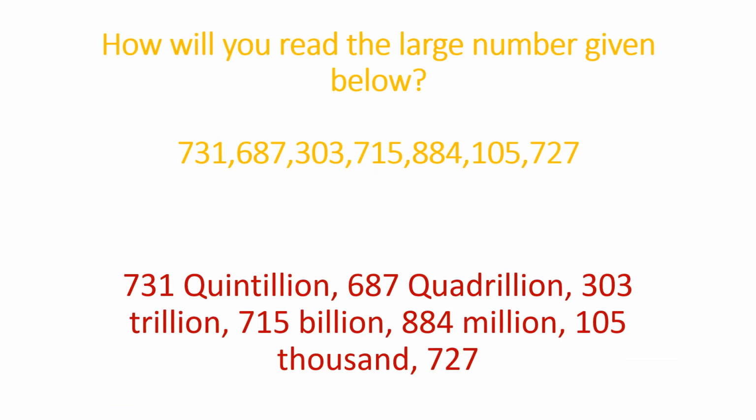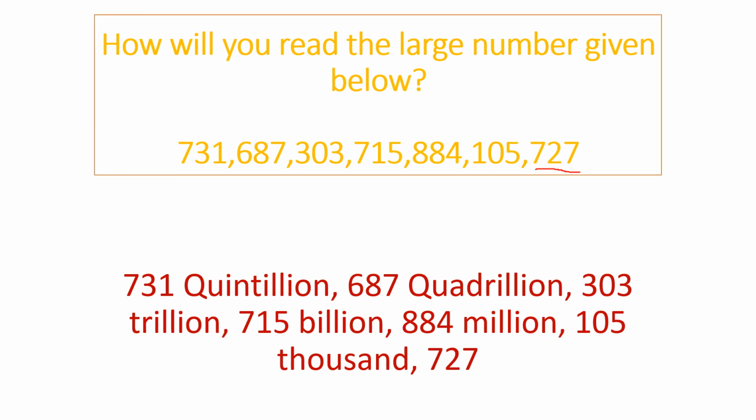Now, see this. How will you read the large number given below? 731687303715884105. So how will you read this? Already you have studied the place values, isn't it? So this is called ones place, isn't it? So ones, tens, hundreds, then we have 1000, 10,000, 100,000, then million, 10 million, 100 million. So after million we have billion. It is called billion, 10 billion, 100 billion.